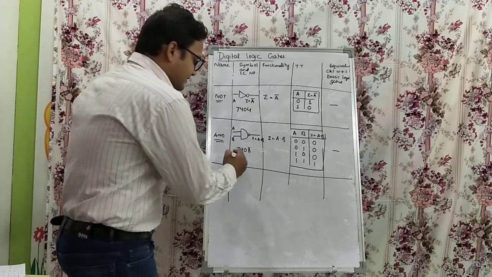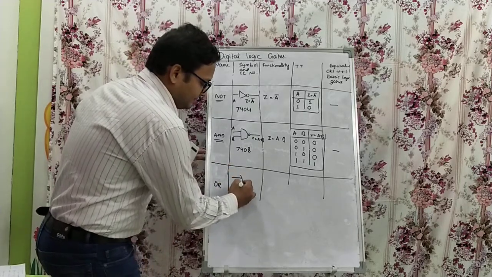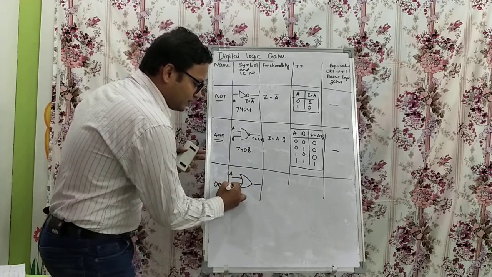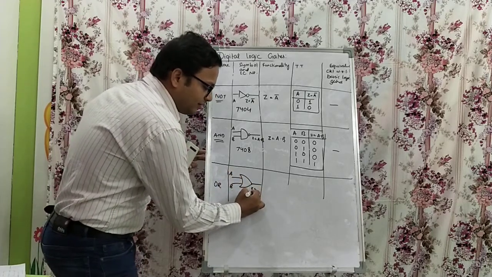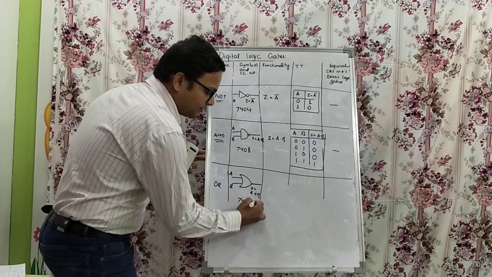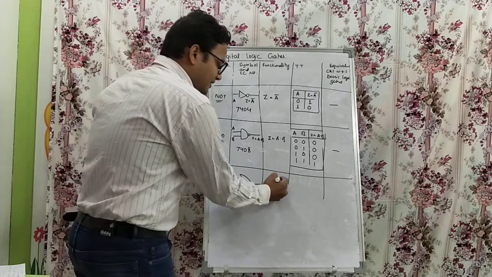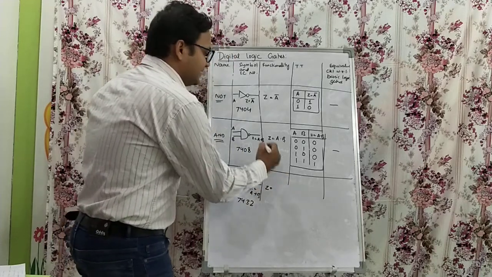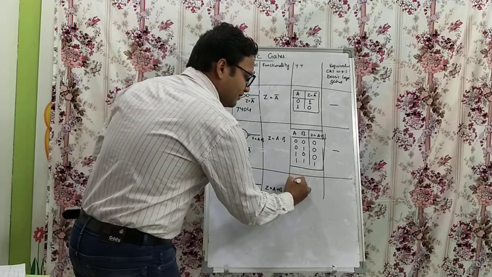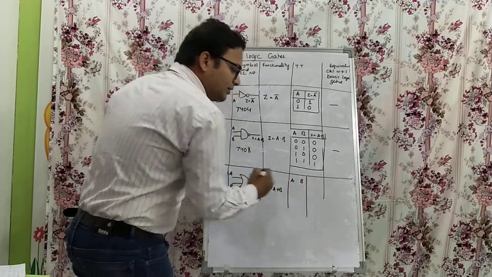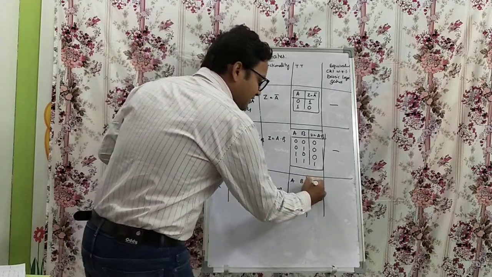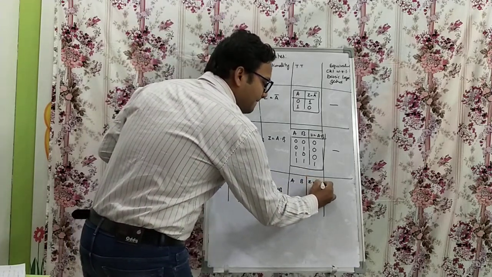Okay, and the next basic gate is the OR gate. This is the symbol for the OR gate. It is logical OR, Z equal to A or B. The IC number is 74LS32, 7432 is the IC number, and the functionality is Z equal to A or B. And the truth table, obviously there are two inputs, OR operation, Z equal to A or B.